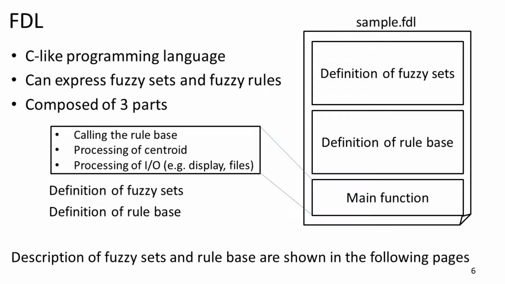First, I'll talk about FDL before FDL2SV. FDL is a C-like programming language that can express fuzzy sets and if-then type fuzzy rules directly. It is composed of the following three parts: definition of fuzzy set, definition of rule base, and main function. The main function is a part calling the rule base, processing of centroid, and processing of I/O. It can be written in C language.